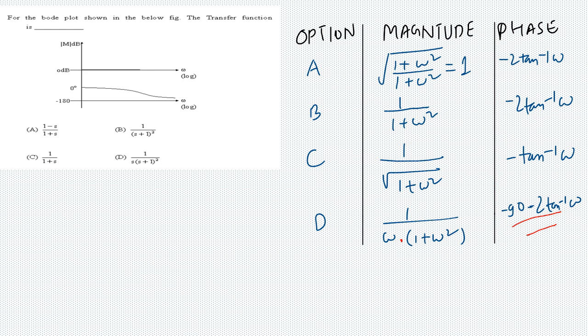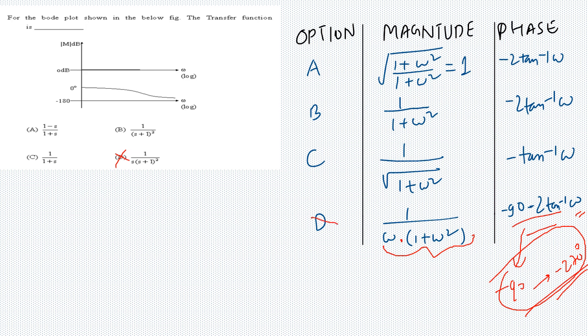You can see that the magnitude is varying with frequency, so we don't want that. The magnitude should be constant, so we can discard option D. Also, the phase starts from minus 90 degrees, and if you put omega equals infinity, it ends at minus 270 degrees. This can't be an option because we want our phase to be from 0 to minus 180 degrees, so D is not the correct answer.